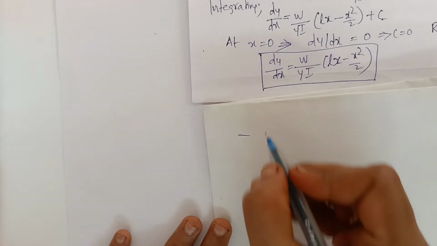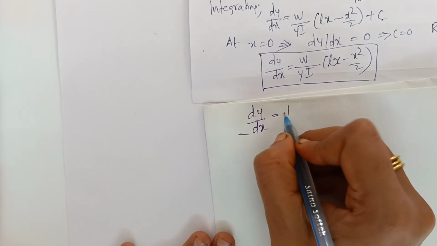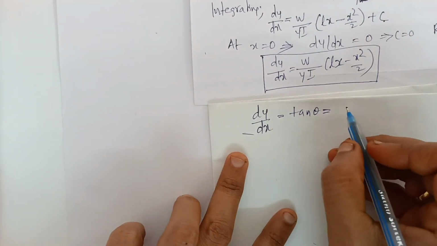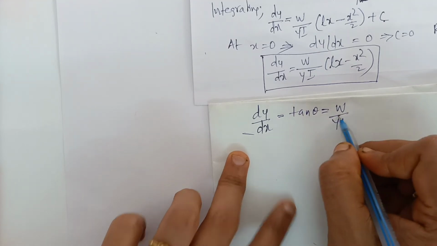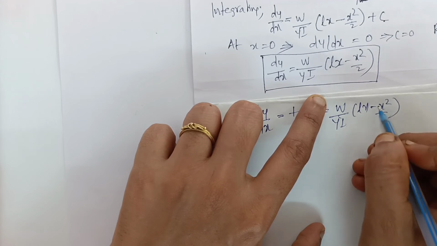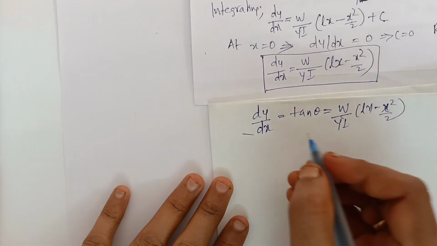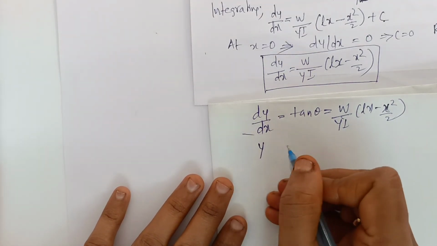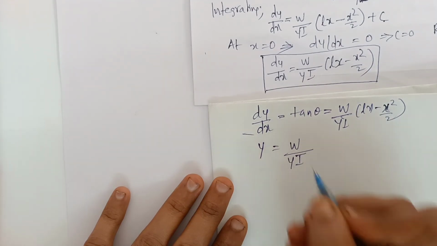dy by dx is equal to tan theta. dy by dx equal to tan theta, that is w by yi Lx minus x square by 2. Now we will integrate once again, only then we will get y. So dy by dx, when you integrate, you will get y equals w by yi.